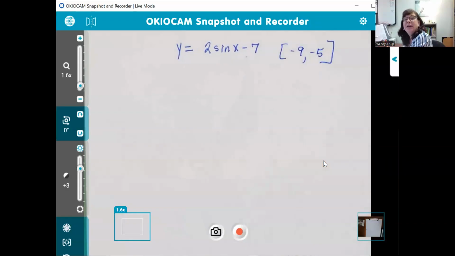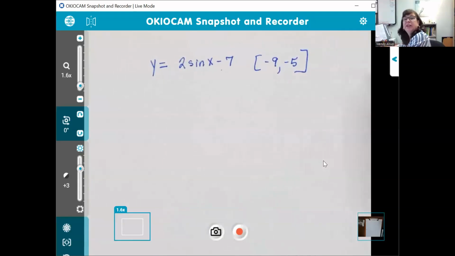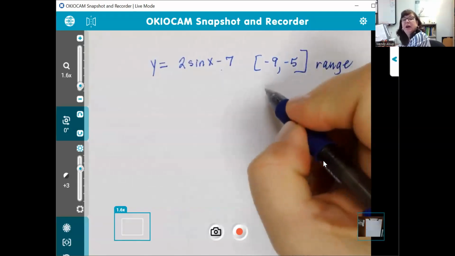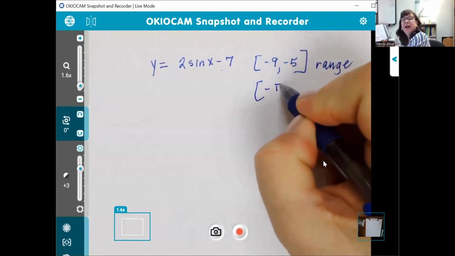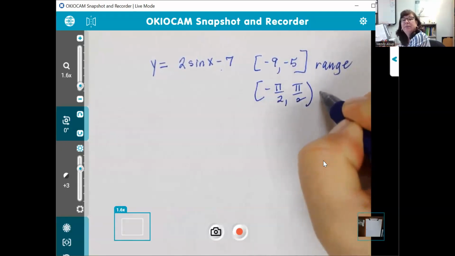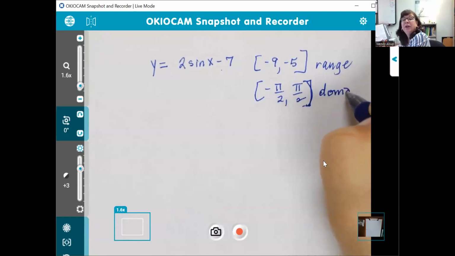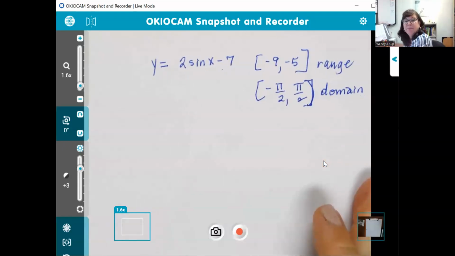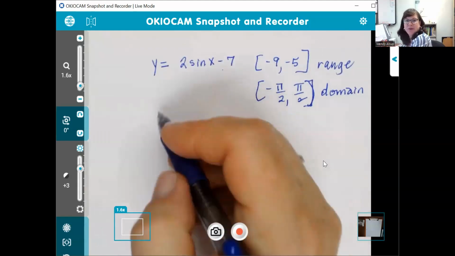And then our domain of our original, they gave us a domain of -π/2 to π/2. That was our original domain. So just like that, you already know for your inverse the domain and range just by switching them. Now, but what is the actual inverse function?